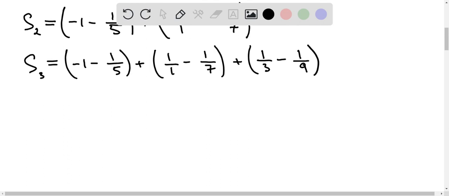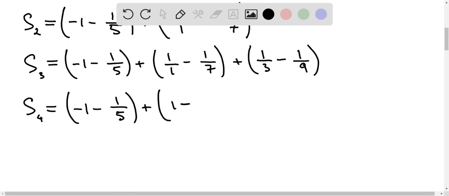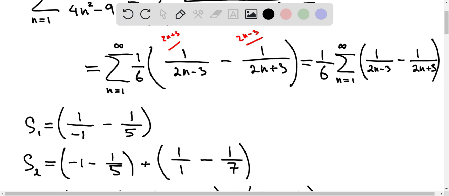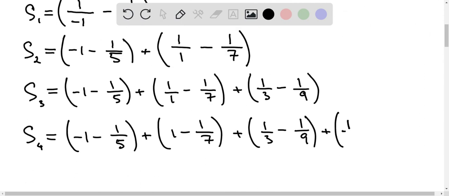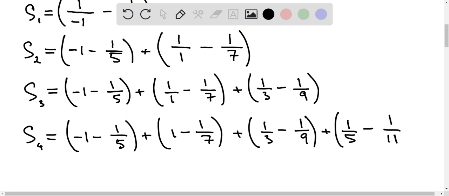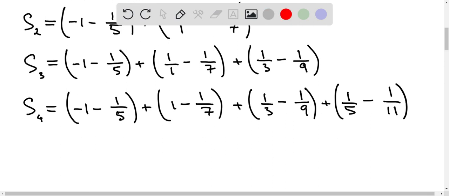Now let's see, so we still have no cancellations. Now let's try S4. For S4, we're going to get minus 1 minus 1 over 5, plus 1 minus 1 over 7, plus 1 third minus 1 over 9, plus, we need to plug in n equals 4, to get 1 over 5 minus 1 over 11. So still no cancellations here yet. Oh, actually we have our first cancellation. We can cancel minus 1 over 5 and 1 over 5. Well, we can also cancel minus 1 and 1, right?